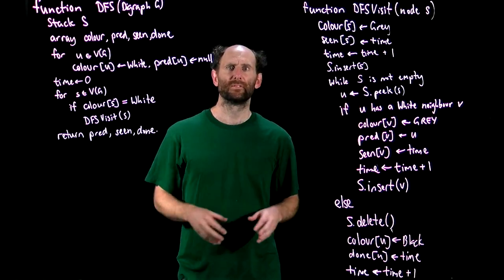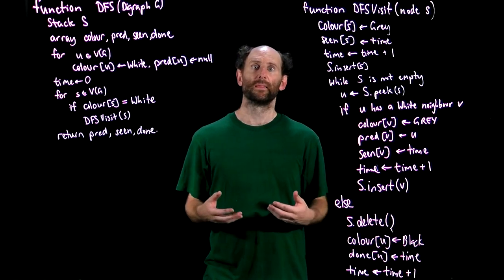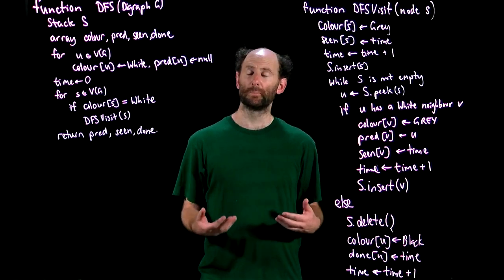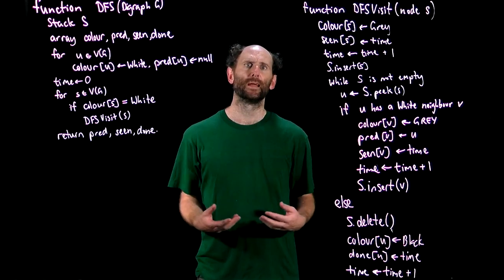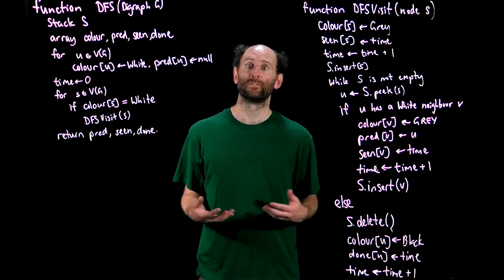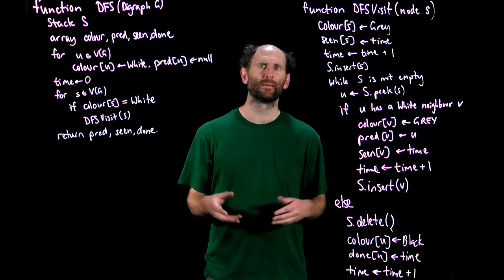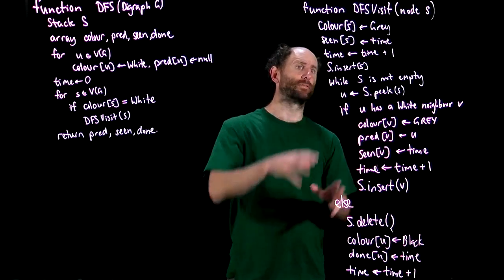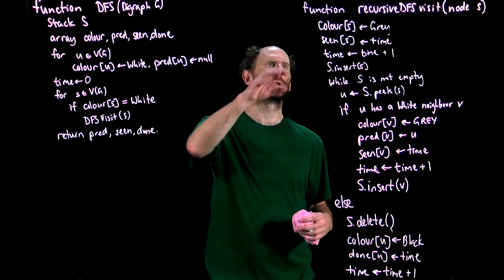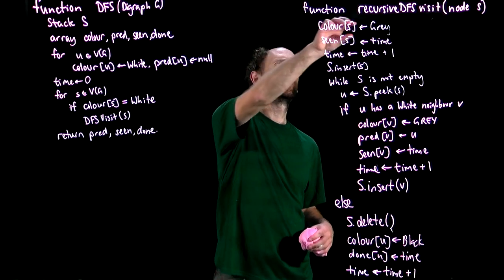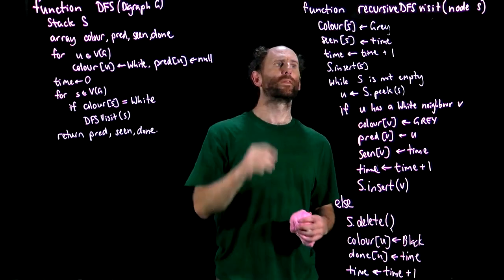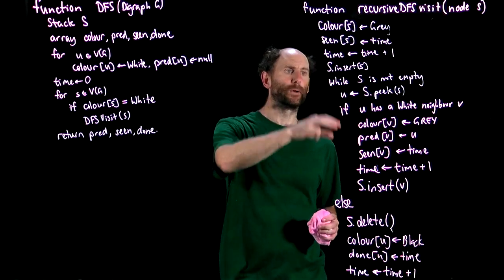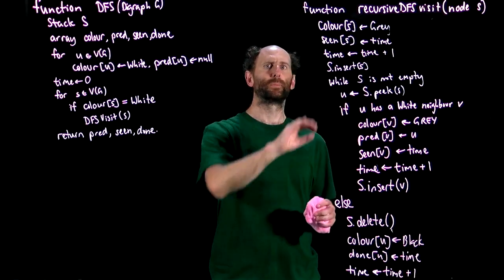We can write DFS visit in a recursive fashion, that is, in a way that calls itself. That's not very surprising, as recursion mimics stack behavior. Indeed, calls to subroutines are stored in the call stack that we often simply refer to as the stack. So let's have a look at the recursive version of DFS and see how it differs from this one. The first couple of lines remain the same. We colour the node we're passed grey, we record the seen time, and we increment the time.